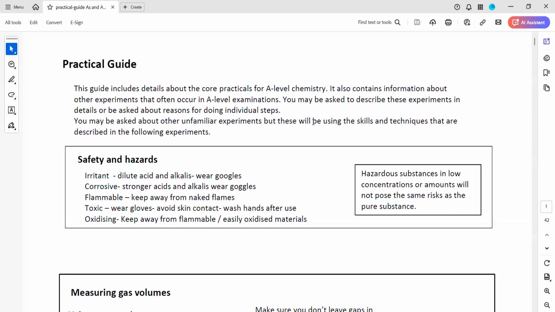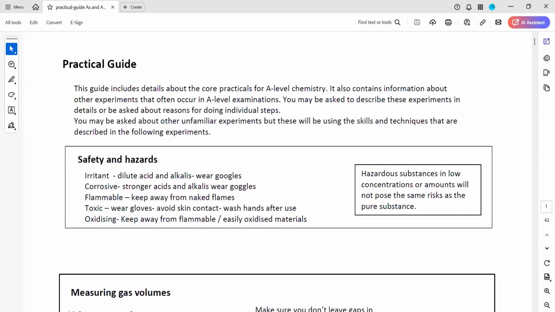So this is a practical guide related to the A level chemistry experiments, all the practicals. The safety and the hazard. First, what is the difference between a hazard and a risk?